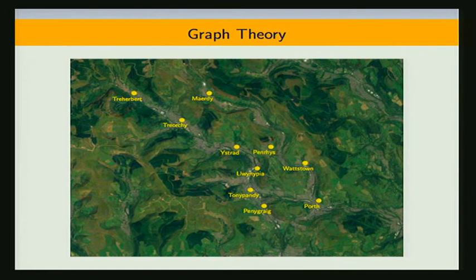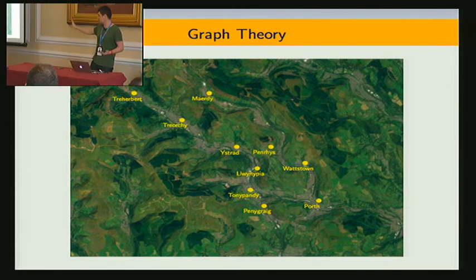Another area of mathematics operational researchers make use of is graph theory. And I'm going to use graph theory to optimally place a new hospital in my home of the Rhondda. So here I've highlighted some important towns. And I want to place my hospital in one of these towns so that the distance to all the other towns where the patients live is minimized.